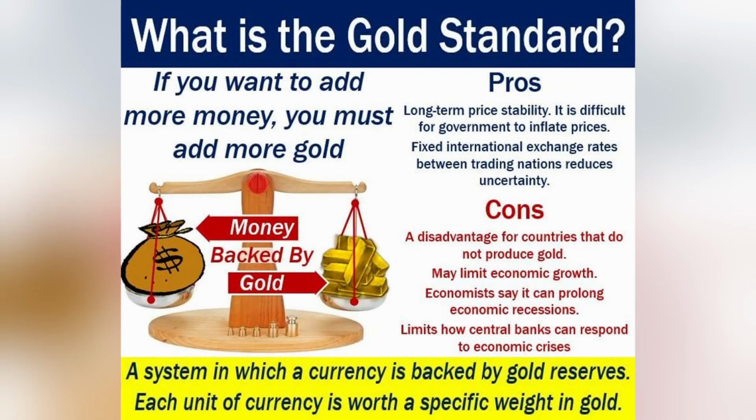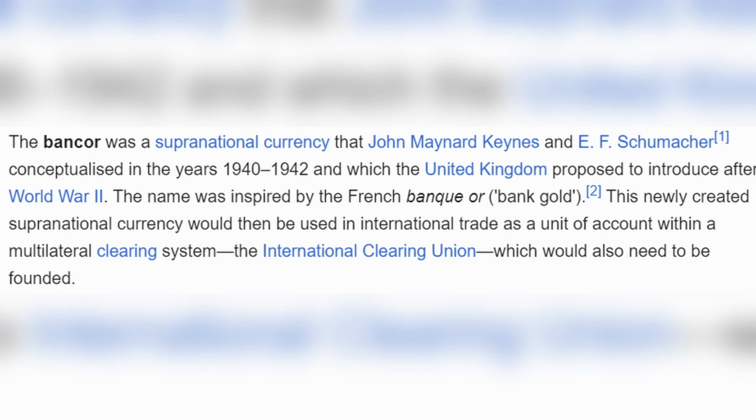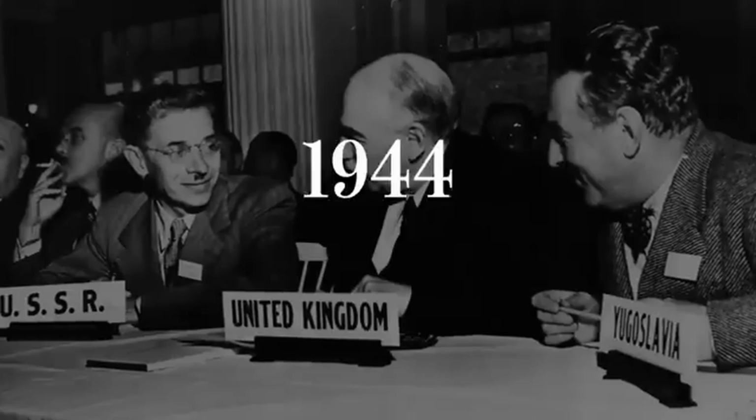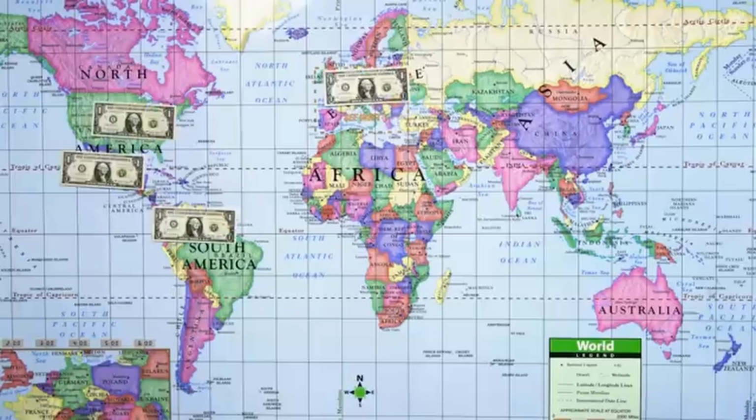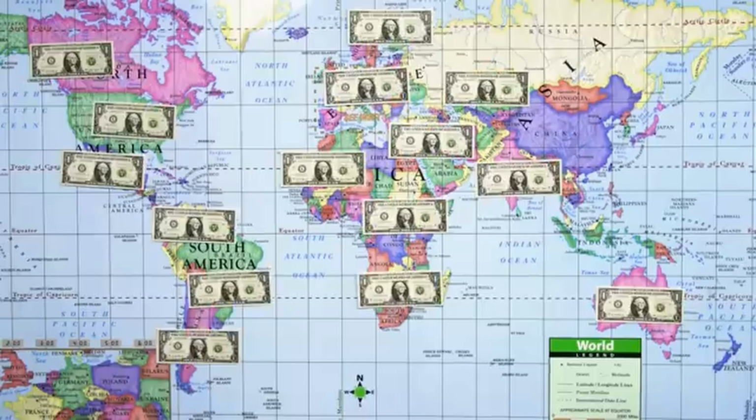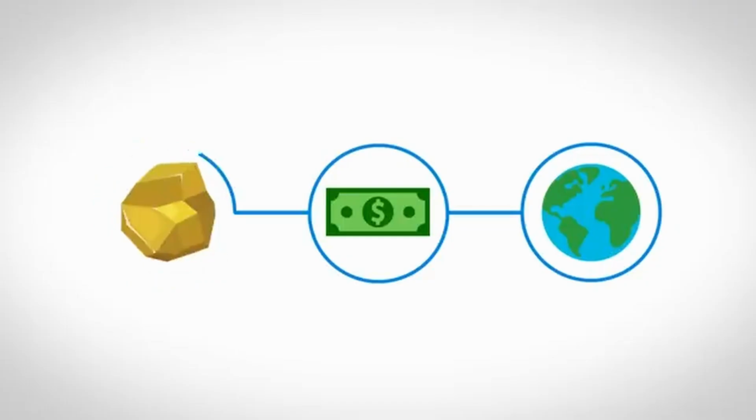Before Bretton Woods, most countries followed the gold standard. That meant that each country guaranteed that it would redeem its currency for its value in gold. Initially, Bancor was suggested as a global currency. Bancor was a supranational currency conceptualized by the UK. The name was inspired by the French banque or bank gold. Later on, the US dollar became the currency as selected at Bretton Woods, New Hampshire, shortly before the end of the Second World War in the year 1944. During that time, gold was freely convertible at $35 per ounce. After the Bretton Woods Agreement, each member agreed to redeem its currency against the US dollar and not gold.